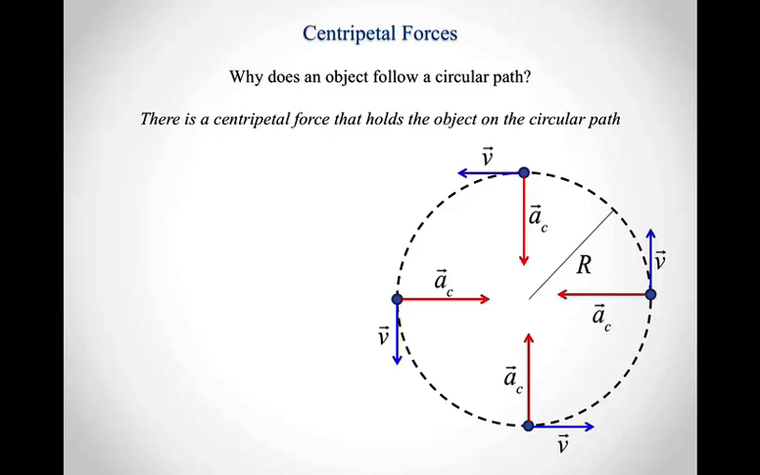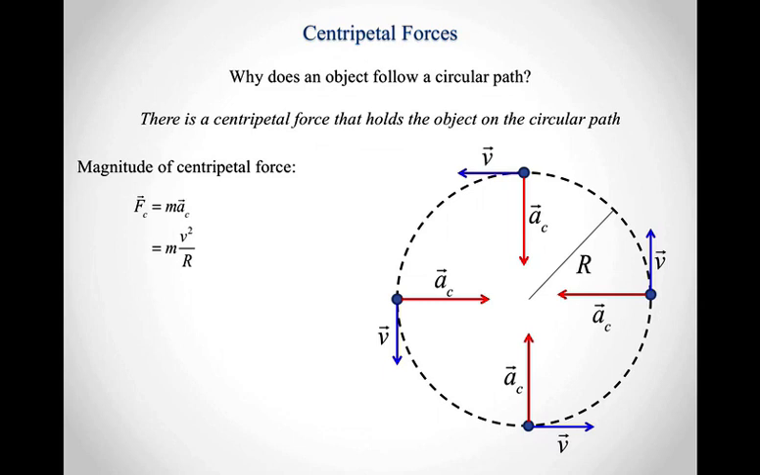So up until now, as we've talked about uniform circular motion, the one question that we've sort of neglected is, why is it that an object chooses to follow a circular path? And the answer is that there has to be something that holds the object on that circular path. And the label we give to what it is that holds that object and keeps it going in a circle is the centripetal force.